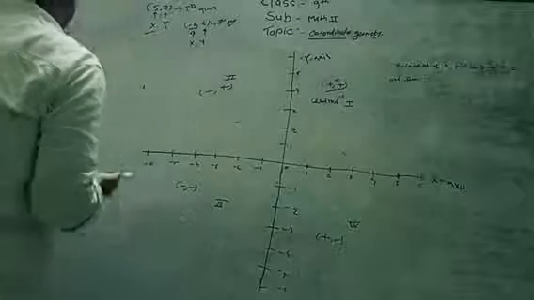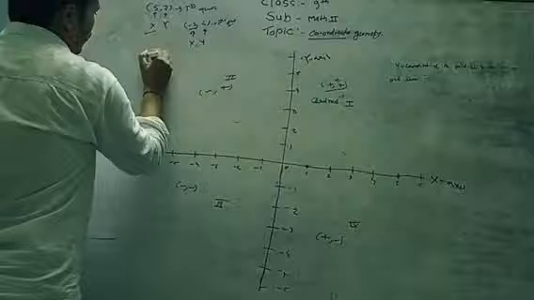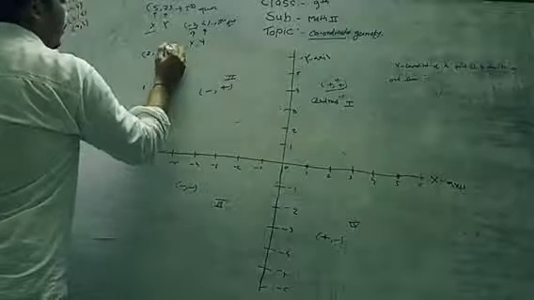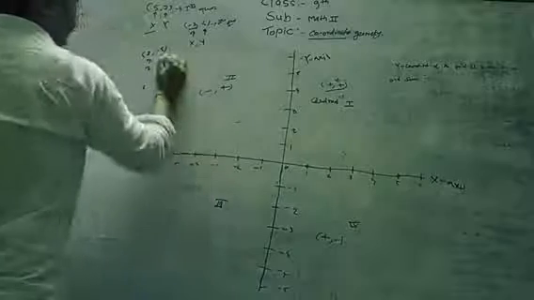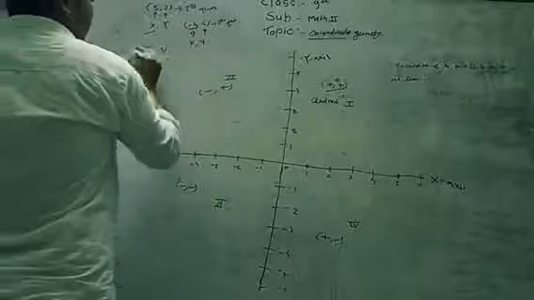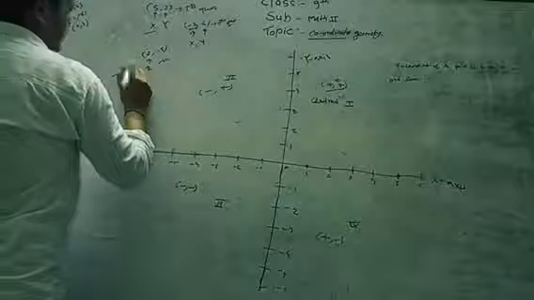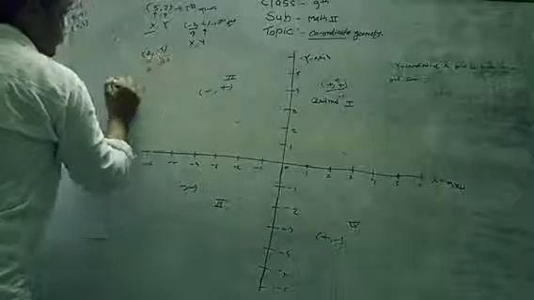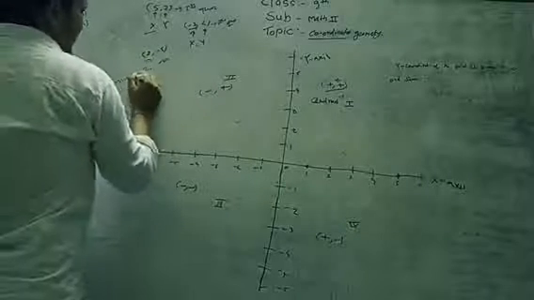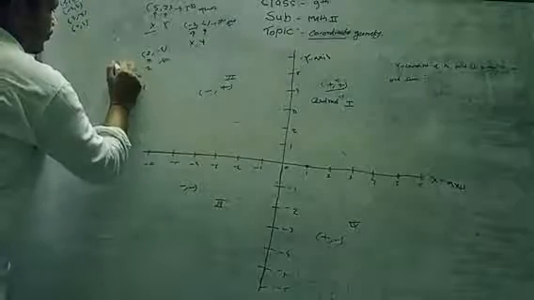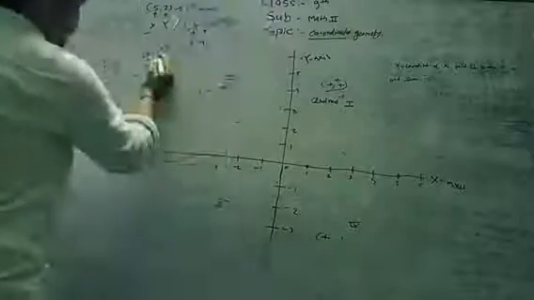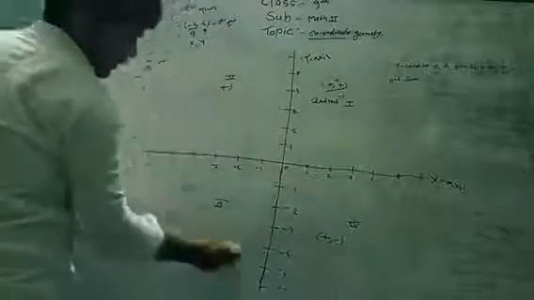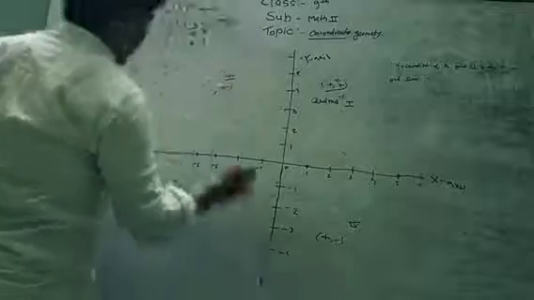Now what is the third? That is 2 and minus 5. The x coordinate is positive and the y coordinate is negative. This is the sign convention for the fourth quadrant. Look at this: x is equal to 2 and y is equal to minus 5. There is the point. This is the fourth quadrant.